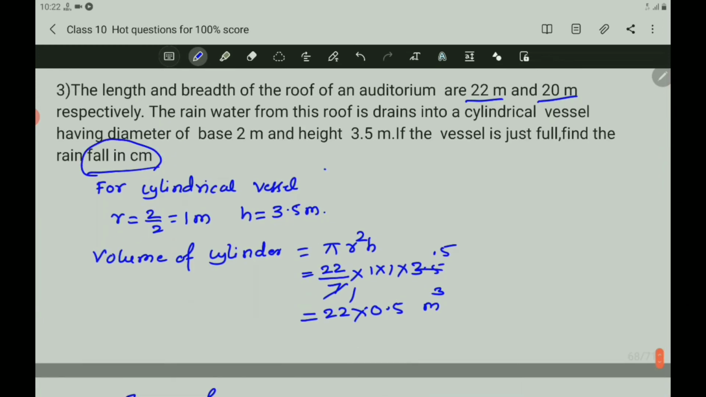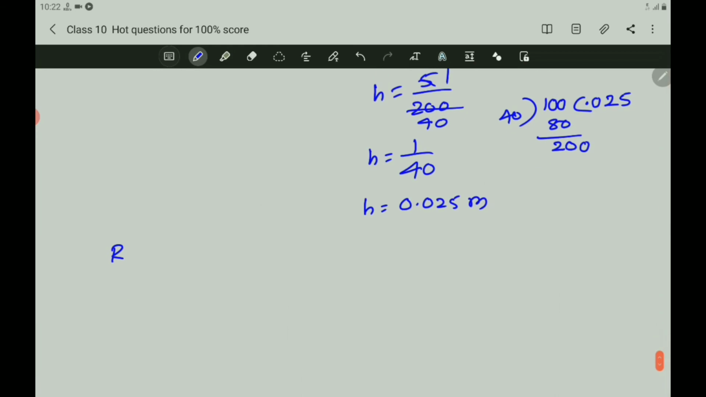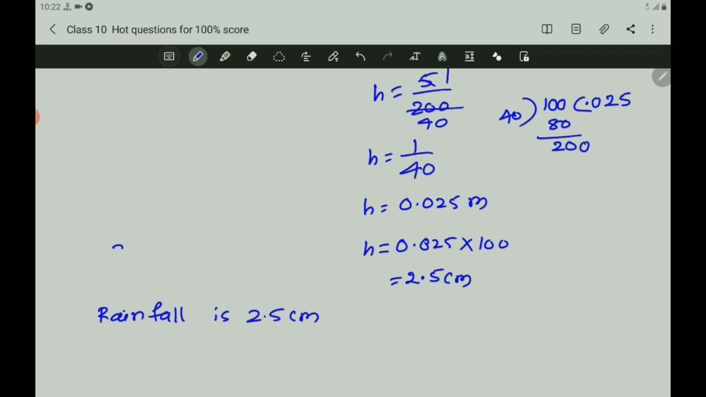Here they asked for rainfall in centimeters. If you want to convert that into centimeters, you must multiply it by 100. 0.025 into 100. Here 2 zeros are there in 100, so you shift the decimal point 2 places to the right, and that becomes 2.5 centimeters. So the rainfall is 2.5 centimeters.